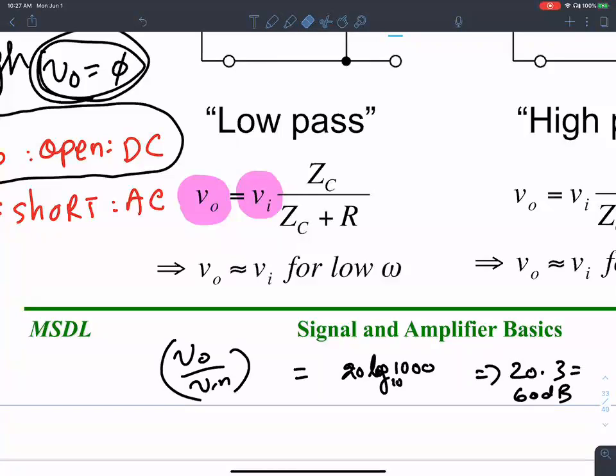I see. So is there any way that we use that 3 log in any of these problems, or is it always going to be 20 log of whatever our result from V out and V in? It's always 20 log. And that 1000 there is the result. Great. It's always 20 log of the result, base 10.